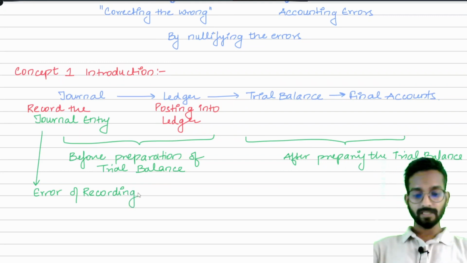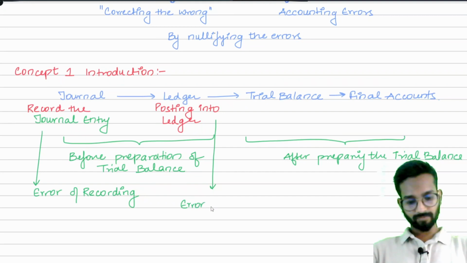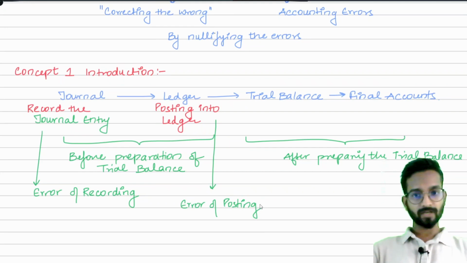Okay. Then while posting into the ledger also there can be errors. So you can write here that it will be called as error of posting. It means, understand, there can be an error while recording or there can be an error while posting.